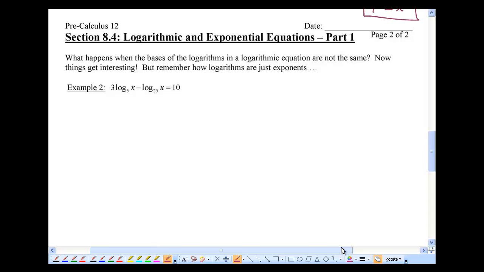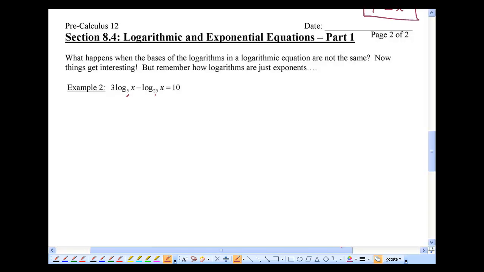Now here's a question. 3 log base 5 of x minus log base 25 of x equals 10, and you're trying to solve for x. The problem here is 25 and 5 are not the same base, but you should know, hey, they're related somehow. And I'm thinking 25 I know is just 5 squared, so that's going to factor in somehow in solving this question. You're right.